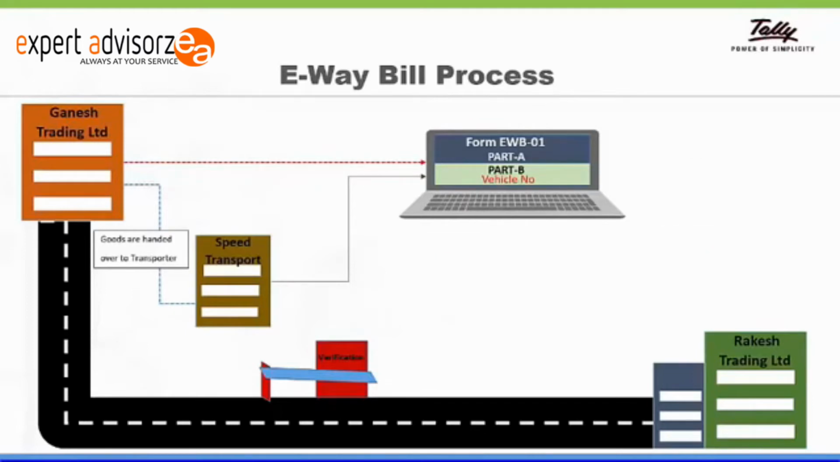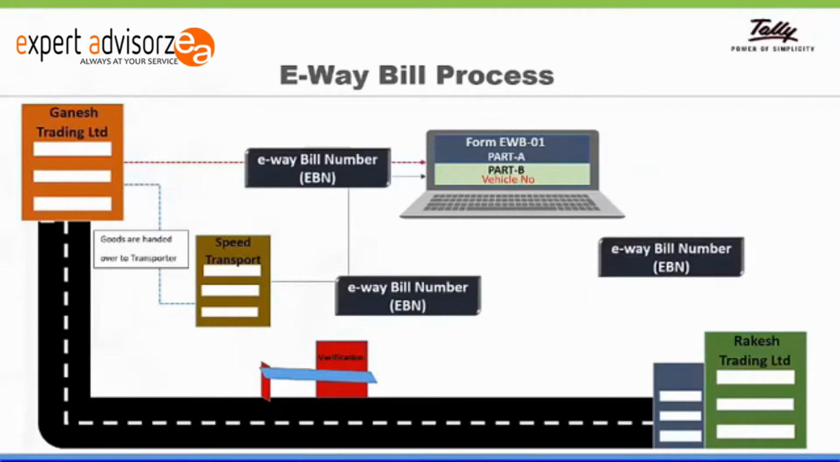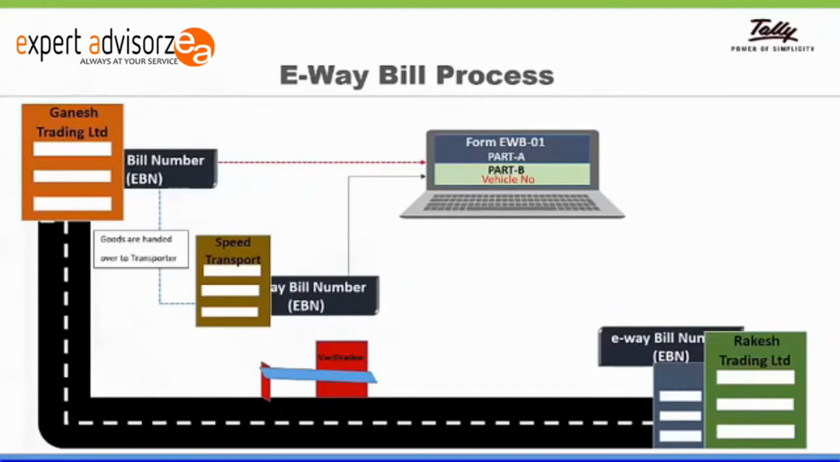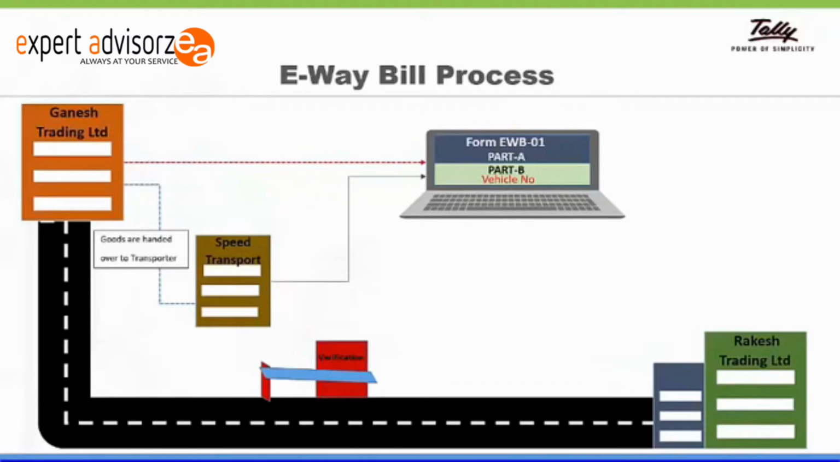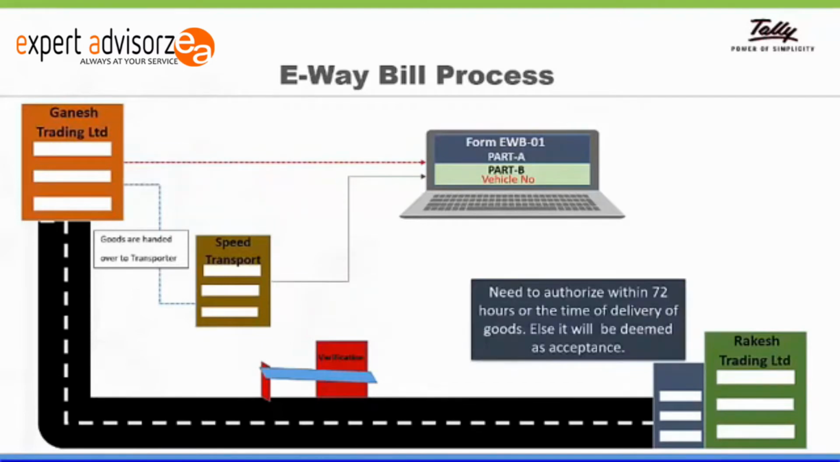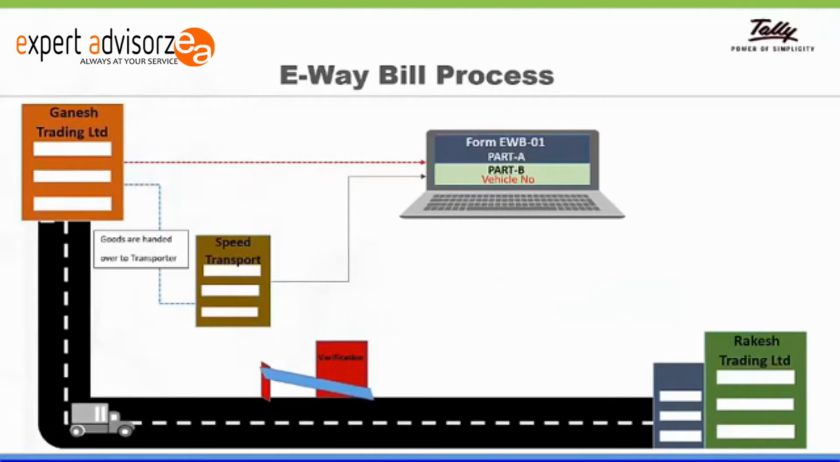Once the e-way bill details are filled, the e-way bill number is generated in the portal and it is given to all the parties involved in this consignment. Here, the recipient, the receiver of the goods, can authorize within 72 hours or the time of delivery of goods, else it will be deemed as accepted. Now the transporter will update that e-way bill number on the invoice and start to ship the goods.